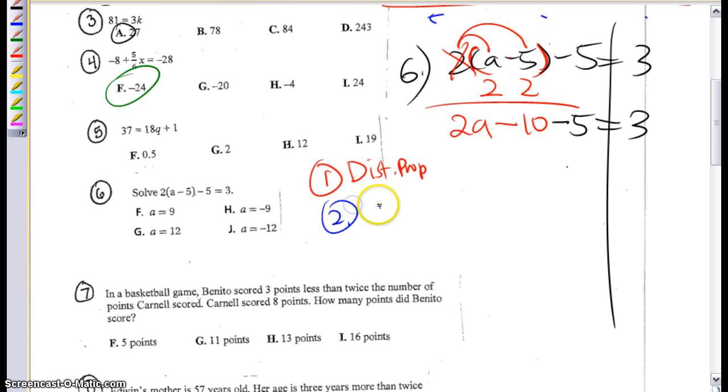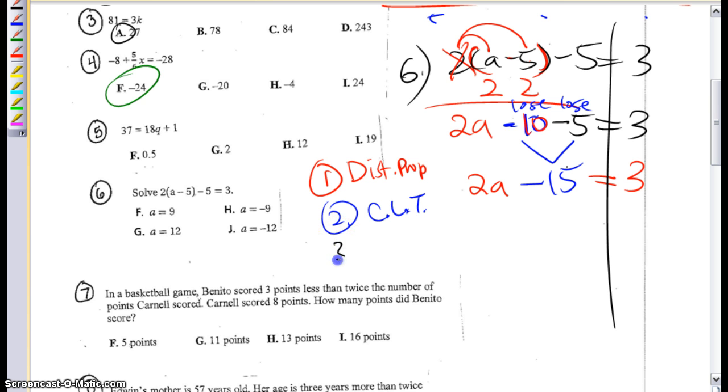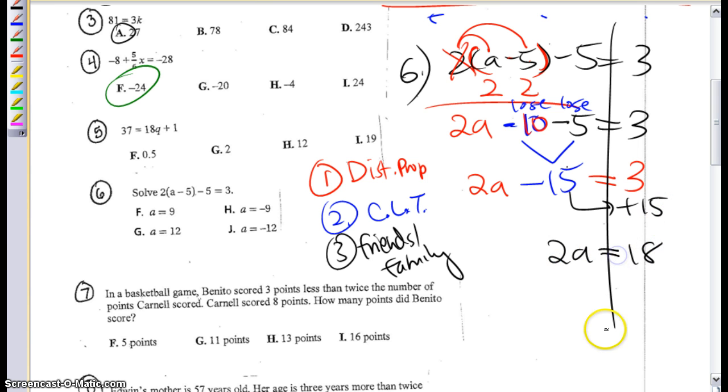And then the second step here, I want to combine my like terms, CLT. I'm going to combine these two like terms together, a negative 10 and a negative 5. So if I've lost 10 and lost 5, then I'm going to lose 15. So I still have a 2a and an equal sign and a 3. From here, I want to do friends and family. That's the strategy that we've called it, where I'm going to undo the minus 15 and move it to the other side and do it adding 15, which is 18. And then 2a is going to equal 18. So then I'm going to undo the 2 by dividing the 18. So a is equal to 9.